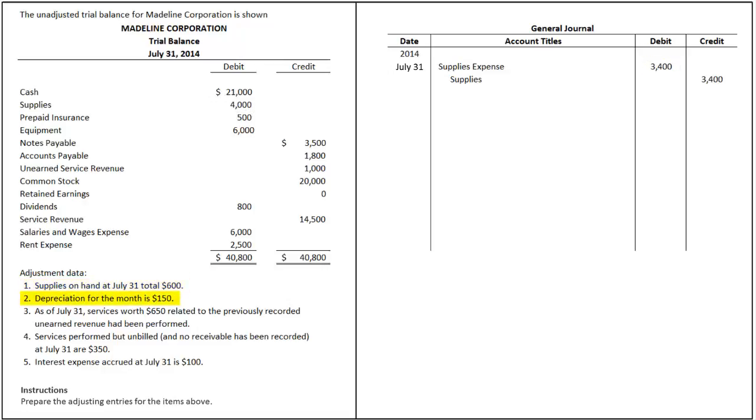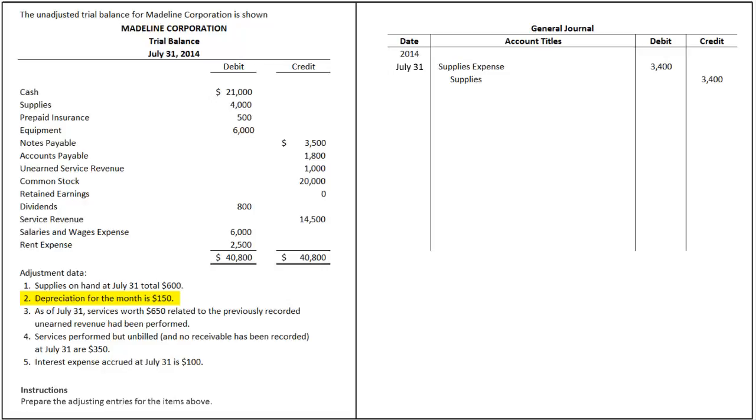Depreciation for the month is $150. Depreciation is the process of allocating the cost of an asset to expense over its useful life. Because an asset is expected to provide service for many years, it is recorded as an asset rather than an expense on the date it is acquired. To follow the expense recognition principle, companies allocate a portion of this cost as an expense during each period of the asset's useful life. This is an example of prepaid expense.